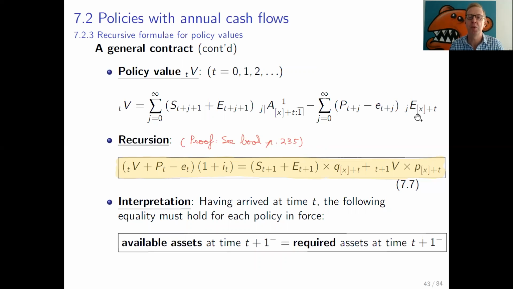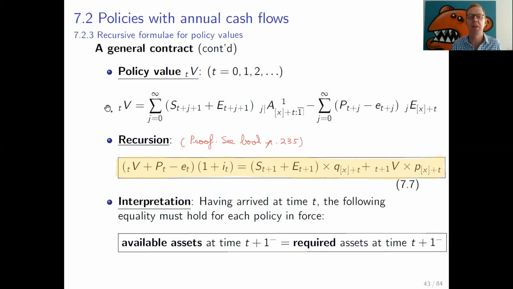If the insured, who is x+t years old, is still alive at time j, or better at time t+j, then there is a premium Pt+j, which is corrected for an expense Et+j. So here, the general formula for this policy value is given.